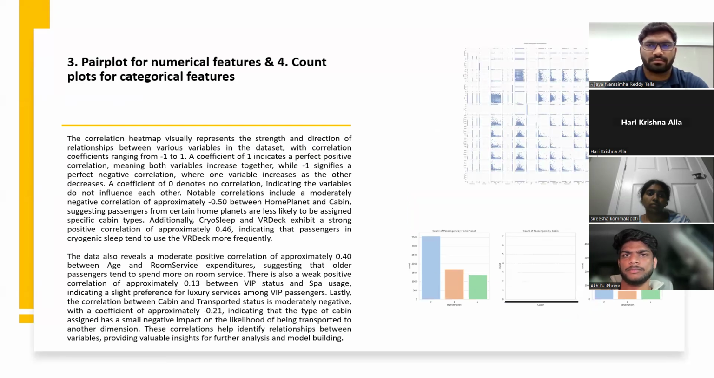On the next slide, a pair plot for the numerical features and a four-point plot for the categorical features. We have given the structure of this plot, everything right here, with the range from -1 to 1, where -1 signifies a perfect negative correlation, and age and room service, and 0.13 between VIP status and spa usage.